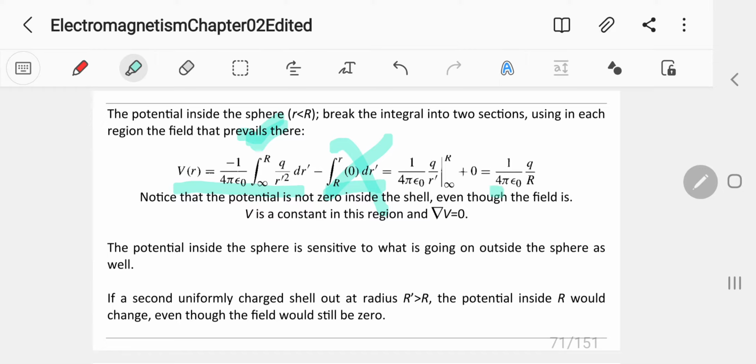So eventually we have a potential inside which is a constant, so the derivative of that constant is 0. So the electric field, which is the derivative of the potential, is 0 inside, but the potential is not 0. This means that when there is a disturbance outside the sphere, what's inside the sphere could detect that disturbance.